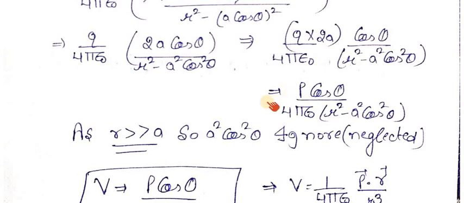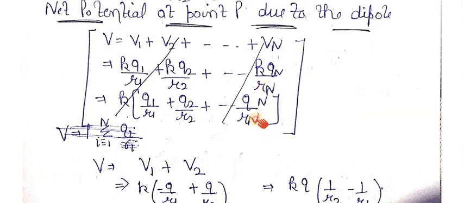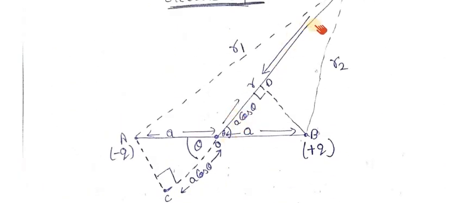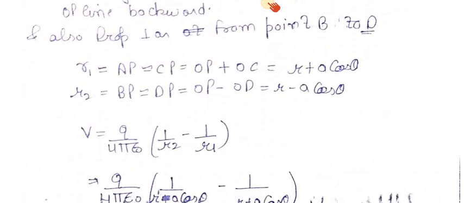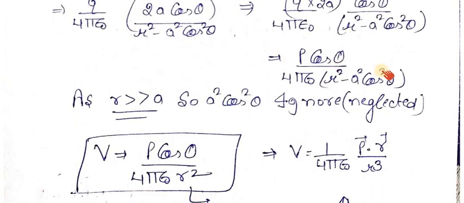As you see from the diagram, R is very much greater than A. You will see here this distance is R, and this is much larger than this A distance. So I ignored the A square cos square theta in comparison to R square. Now you will see I have neglected this term, right? So you will be left with P cos theta divided by 4 pi epsilon naught R square.